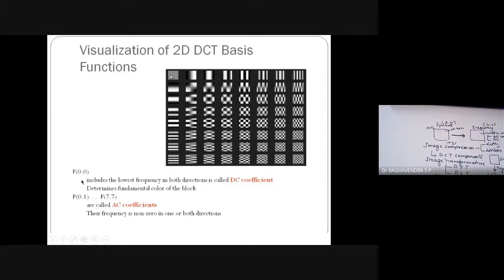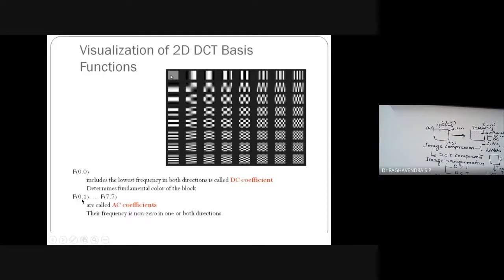Now this is f of 0 comma 0, and if you consider an 8 cross 8 image, this is f of 0 comma 0 and this is f of 7 comma 7. Apart from f of 0 comma 0, all the other images will contain the basis function components. For example, f of 0 comma 0 is the lowest frequency in both directions, that is the DC component as well as the AC components.